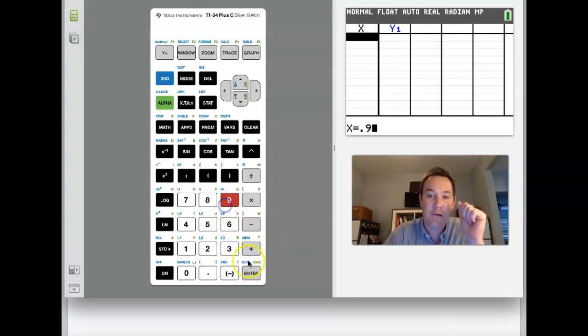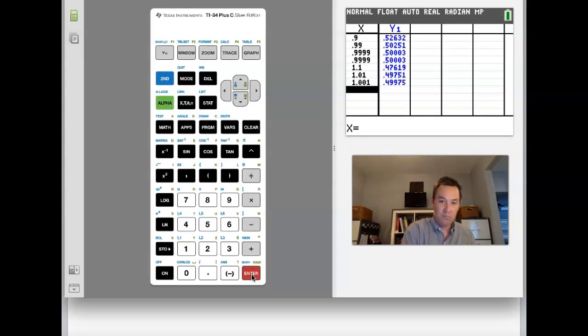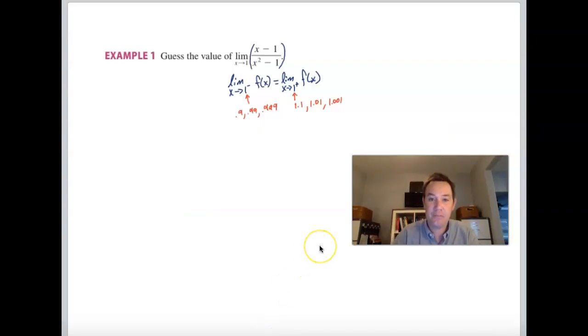All right, so let's do this. So we'll start on the left of 1, 0.9, 0.99, 0.999, and it looks to me like it's approaching 0.5. And if I go from the other side, 1.1, 1.01, same deal. It does seem to be approaching 0.5, right? So based on that, we're just going to make our educated guess and say that the limit of x minus 1 over x squared minus 1 as x approaches 1 equals 0.5.